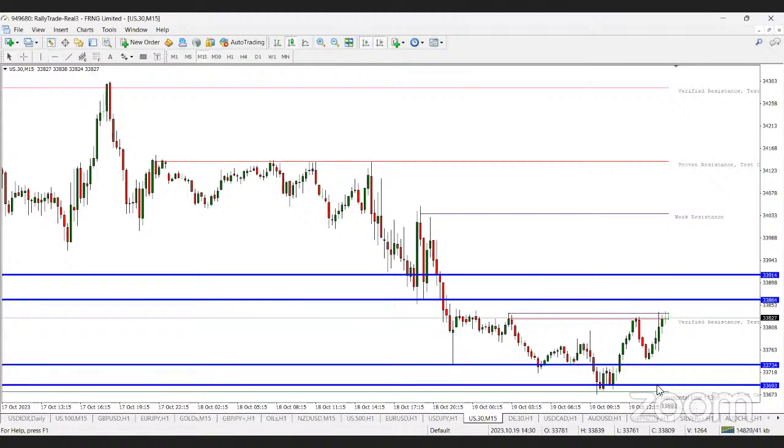So for US 30, we can actually give pending orders. For US 30, we can have our buy stop at 33864, take profit at 33914. And then I can have my sell stop at 33734.